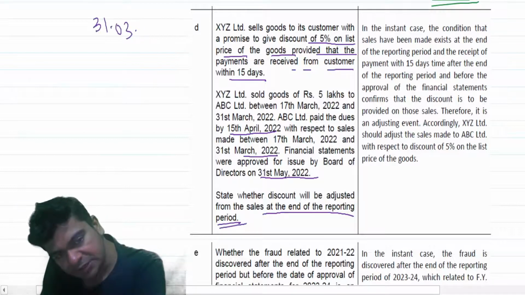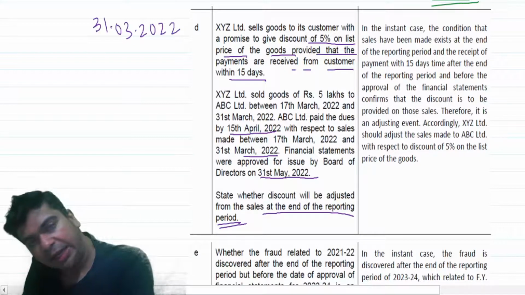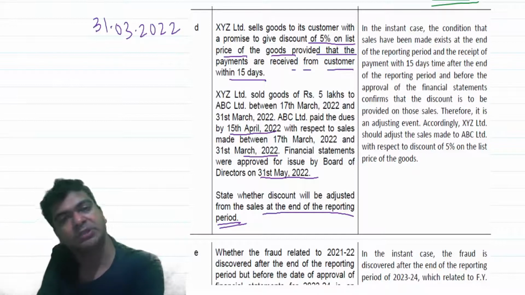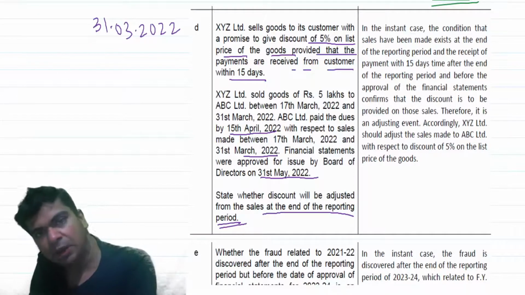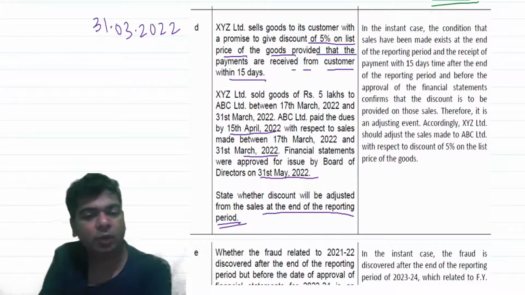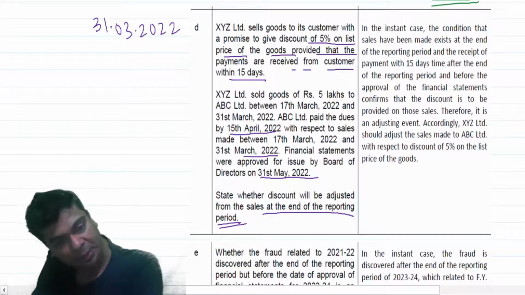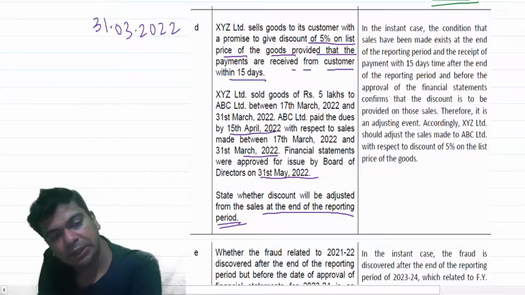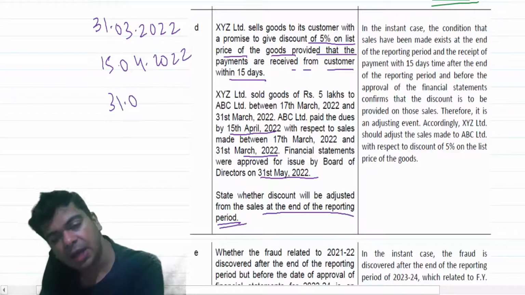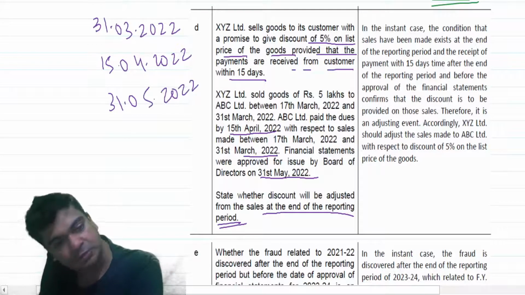Our reporting date is 31st March 2022. We are suggesting to our clients that, see, if you are making payments within 15 days, then we are ready to give you 5% discount on the list price. We are planning to provide a discount. And then certain goods have been sold from 17th March 2022 to 31st March 2022. And the client who has purchased the goods from us is making the payment by 15th April, right? The payment is made by 15th April 2022. And our financial statements are getting approved on 31st May 2022.